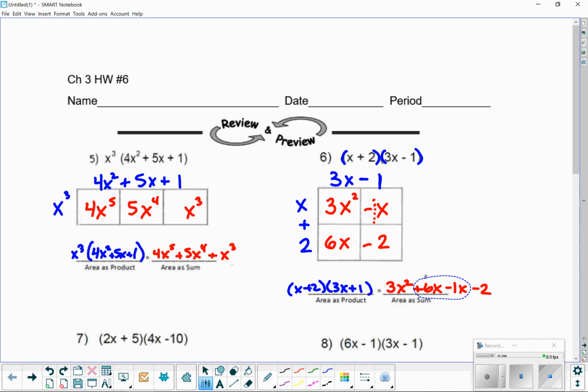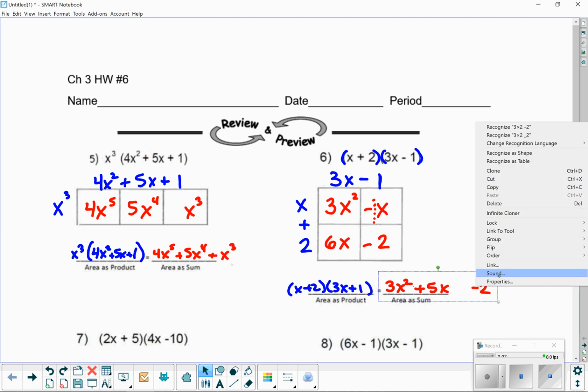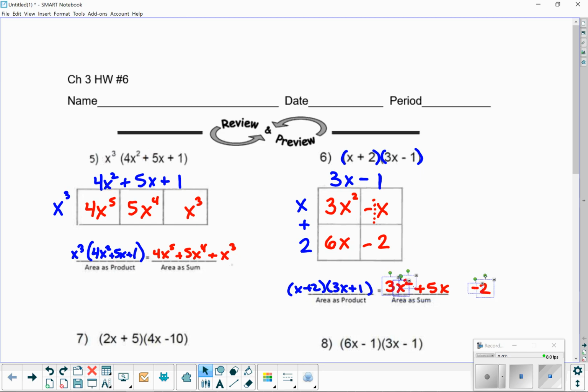So instead of 3x squared plus 6x minus 1x minus 2, I can write this as 3x squared plus 5x. If you're not sure about how to add or subtract, go ahead and use a calculator. Yeah, and then minus 2.